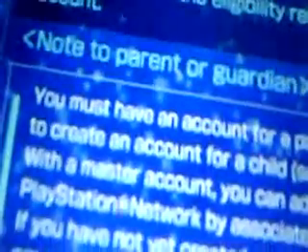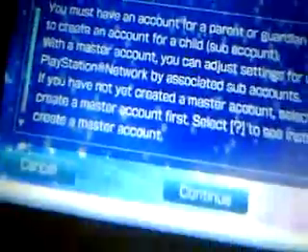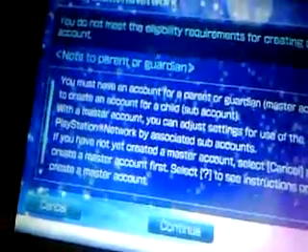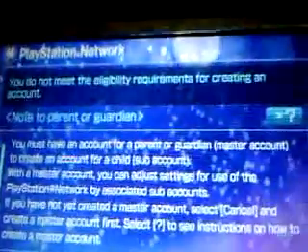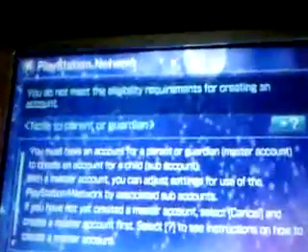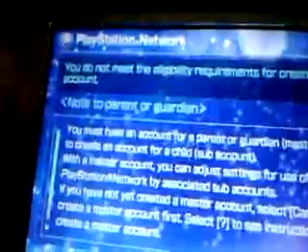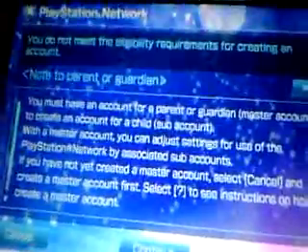This is what comes up. You do not meet the eligibility of creating an account. So this is what happened when I signed up. It came up to the screen when I entered my date of birth.